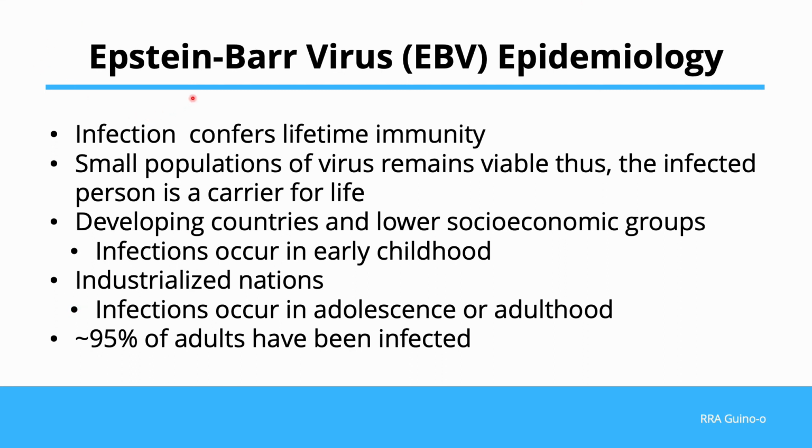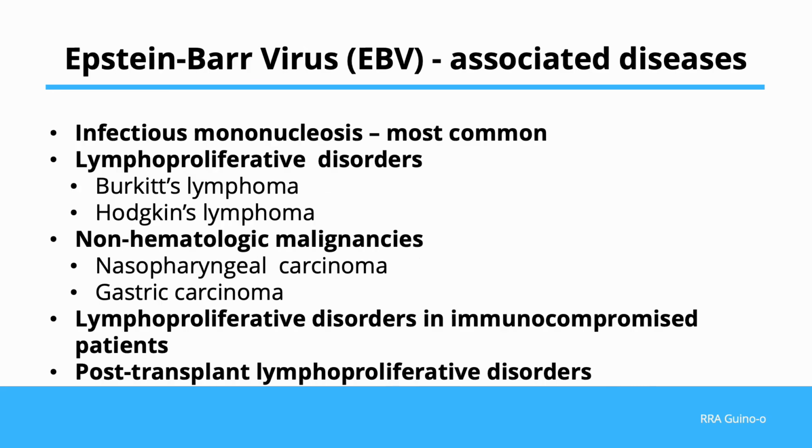Now, our Epstein-Barr virus is one of the most common viruses that infect humans, and it is estimated that approximately 95% of adults have been infected, and this is based on the serodata of these adults. That means that 95% of adults have antibodies against our Epstein-Barr virus.